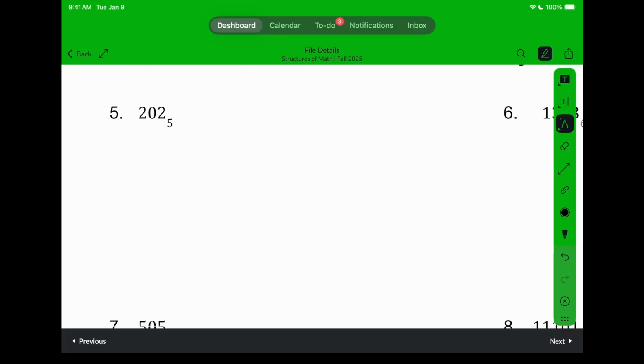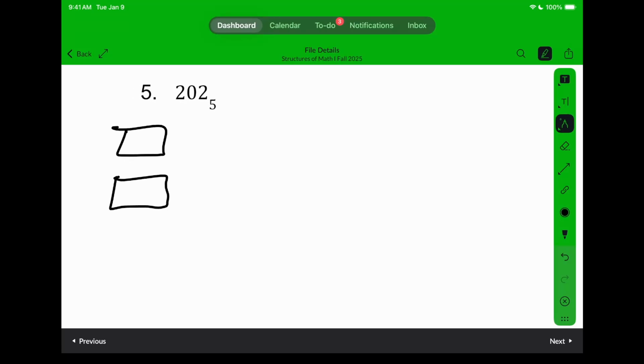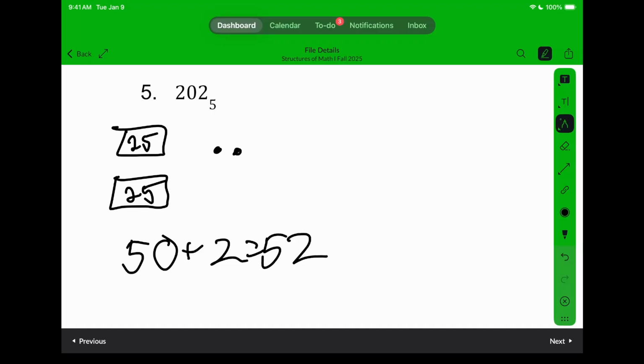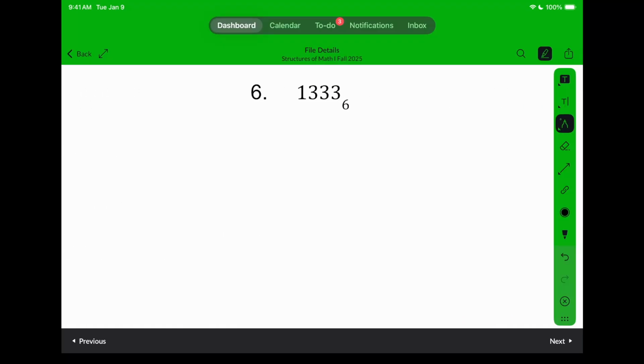Okay, number 5. 202 base 5. It's going to be 2 flats, 0 longs, and 2 units. 2 units equals 2. Each flat is 25. 25 plus 25 is 50. 50 plus 2 is 52. After a couple problems, you'll just get into a rhythm of it.